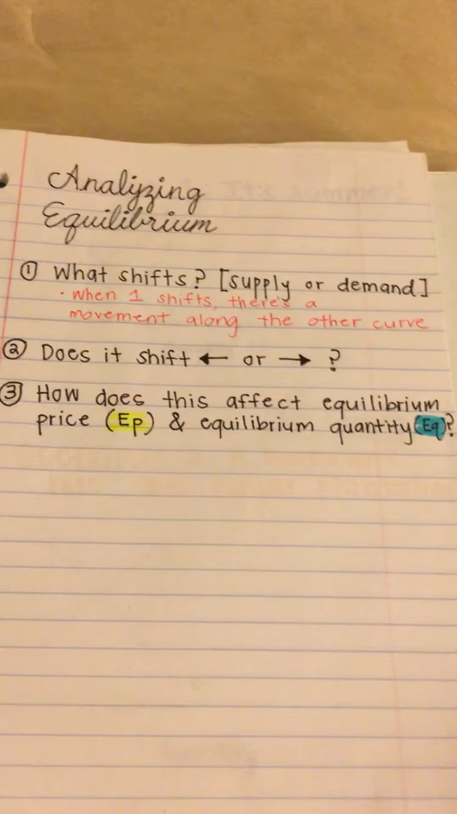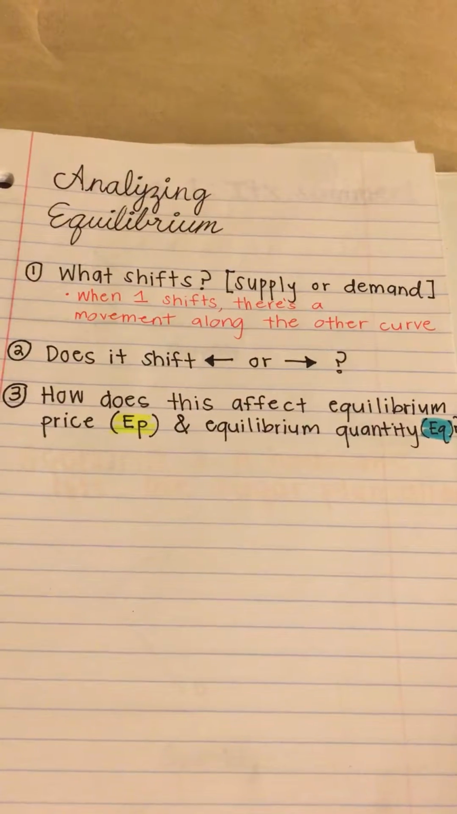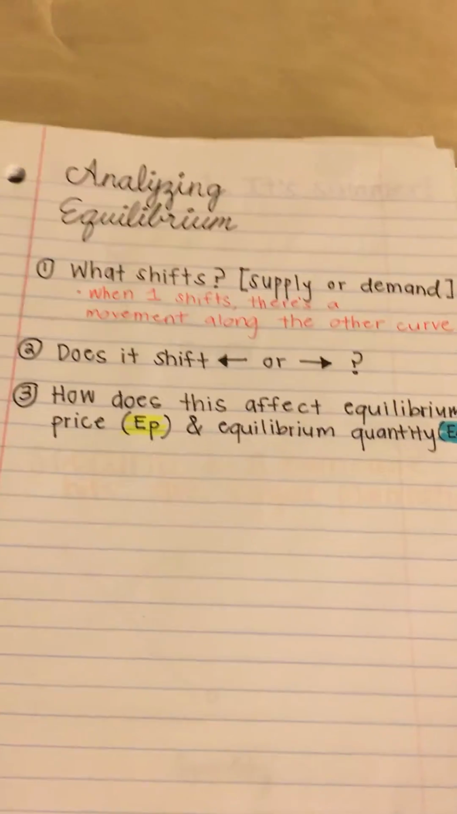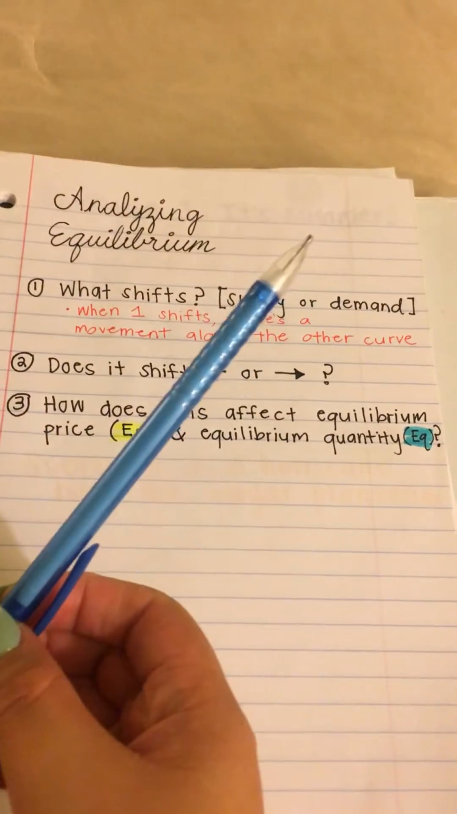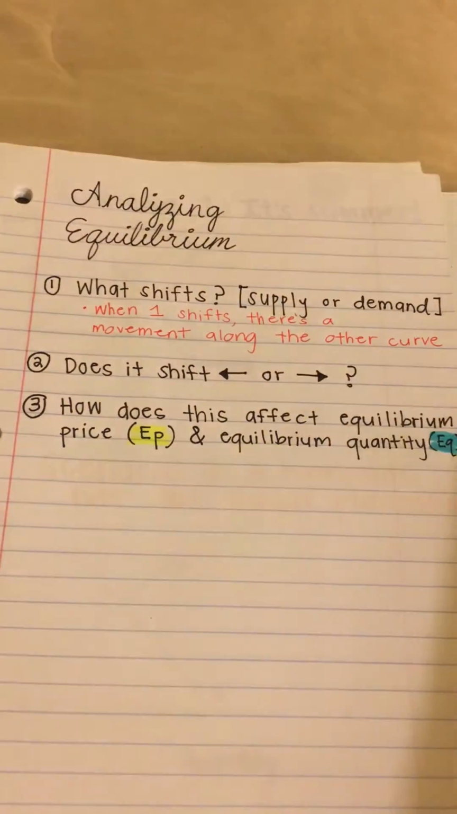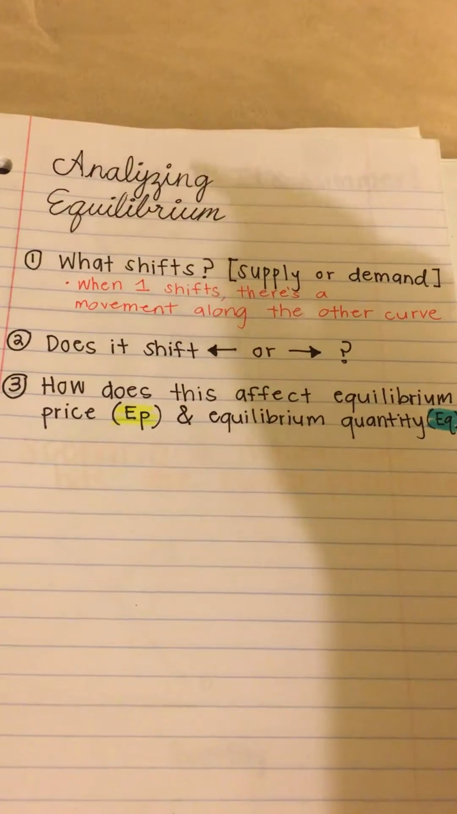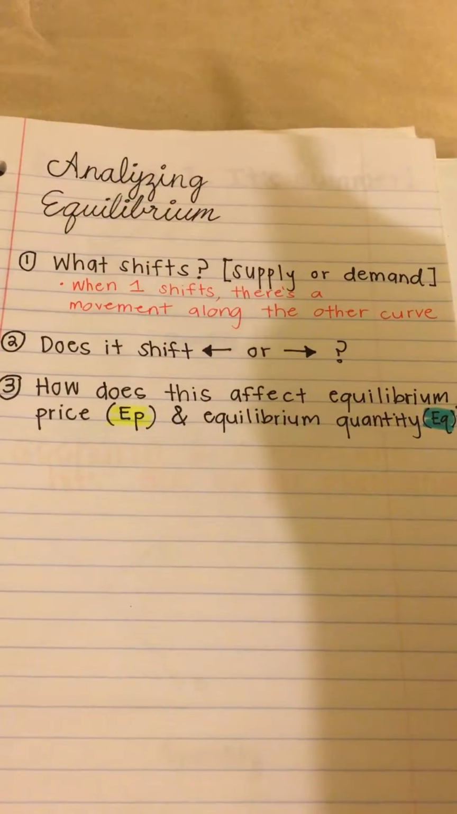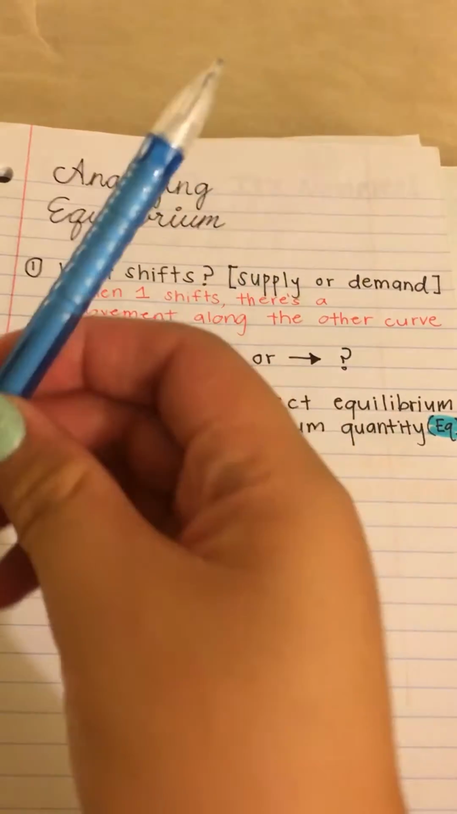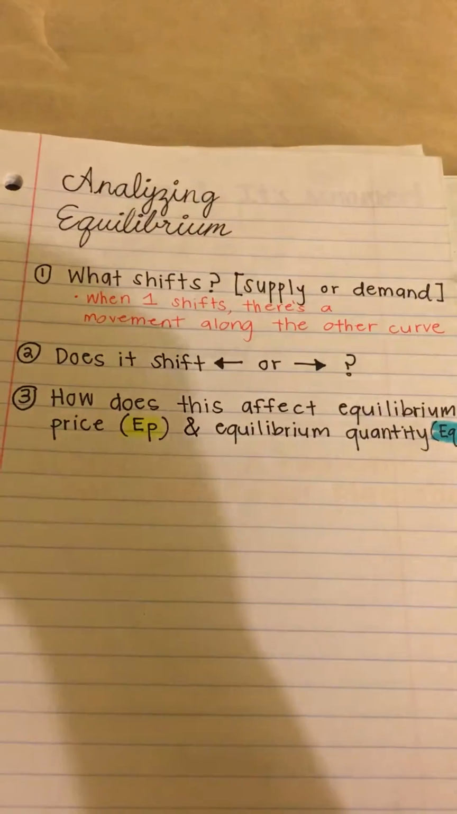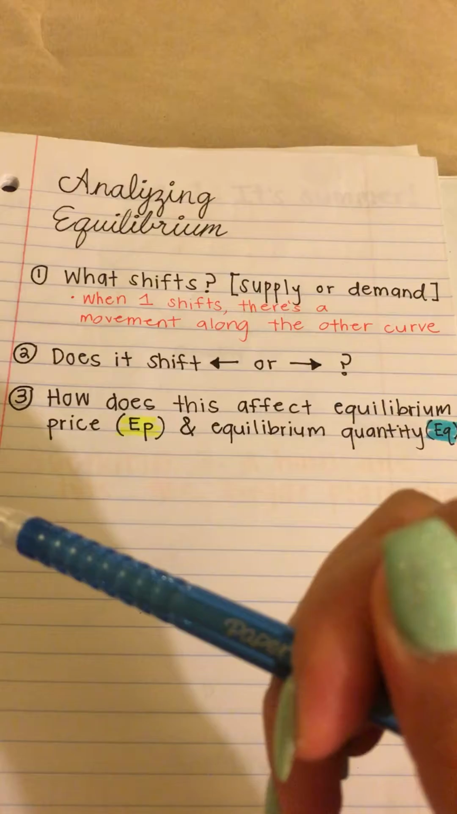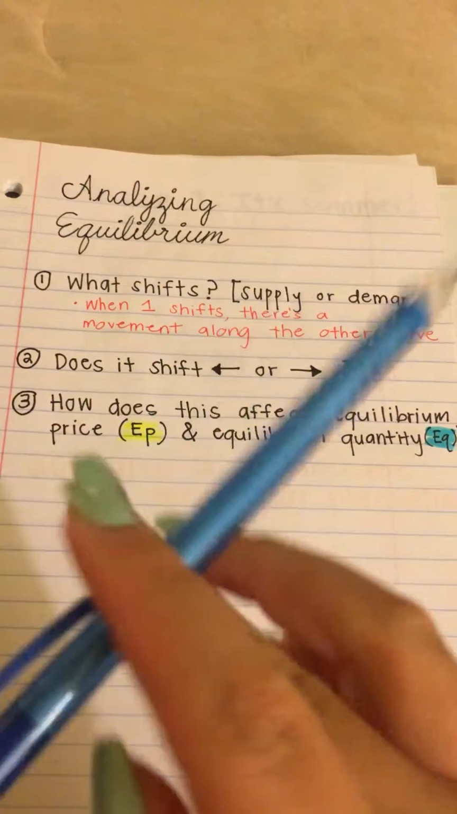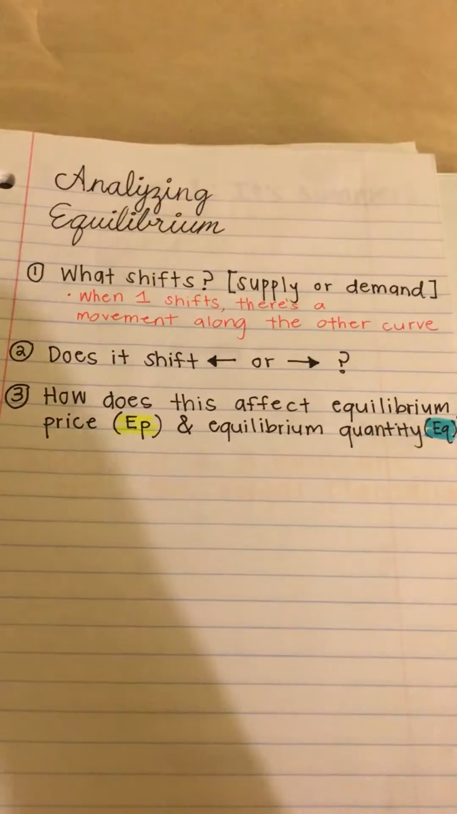So Paul likes to simplify this process into 3 steps. One is what shifts: your supply curve or your demand curve. And in this class, because it's basic economics, there's only going to be one shift. And if there's a shift in your supply curve, there's going to be a movement in your demand curve. But if there's a shift in your demand curve, then you'll see a movement along the supply curve.